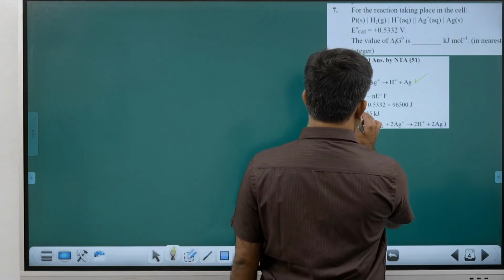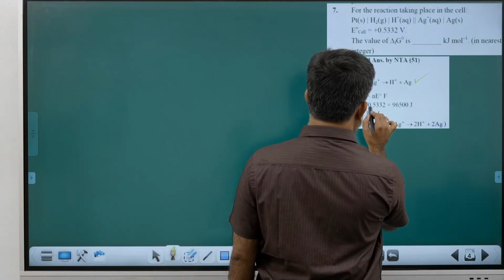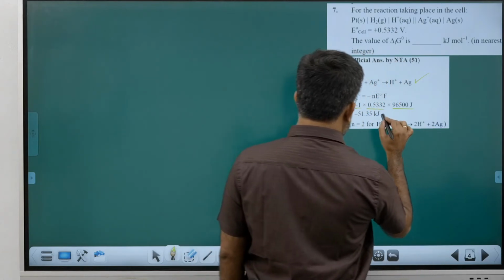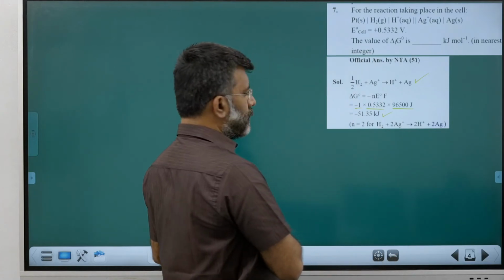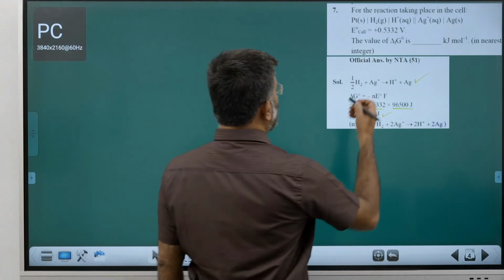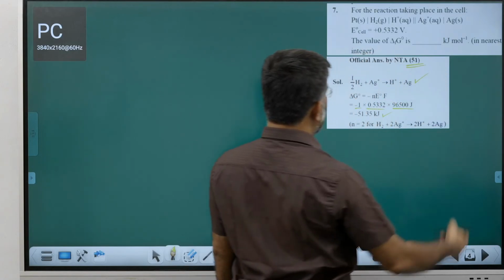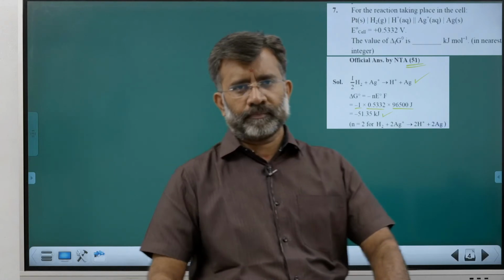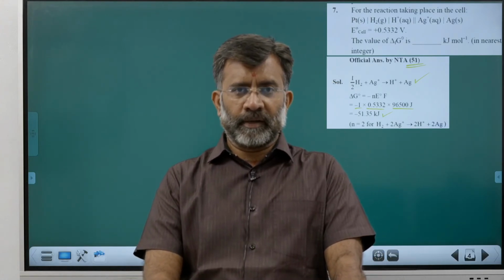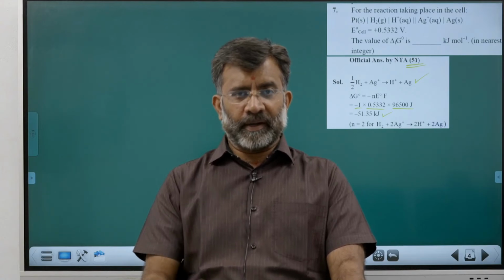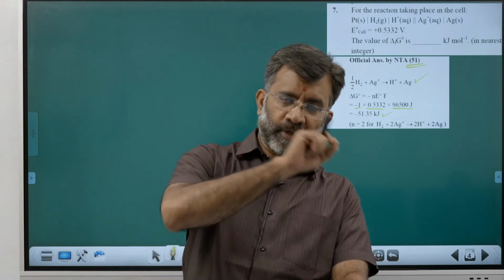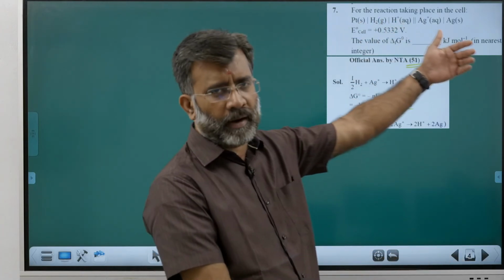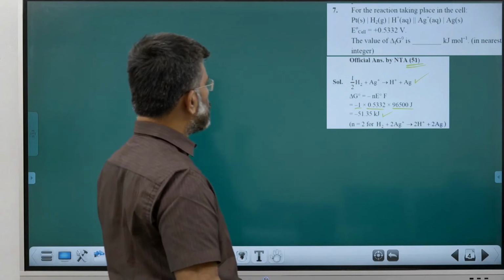So n value 1 means minus 1 into E0 into F value 96,500. You will get minus 51.35. Close integer will be which one? 51 will be the answer. Right? Suppose n value taken is 2, if we write the equation like that, it will be 2 times. That is 51, it will come 102. Right? Next.